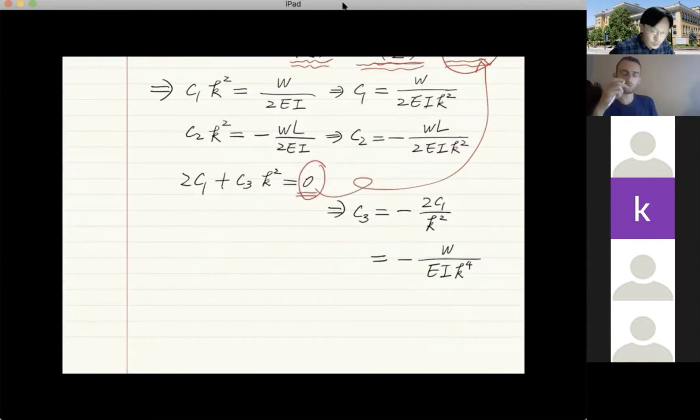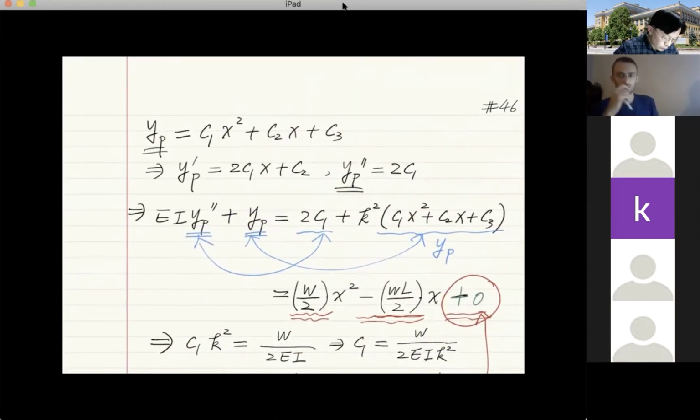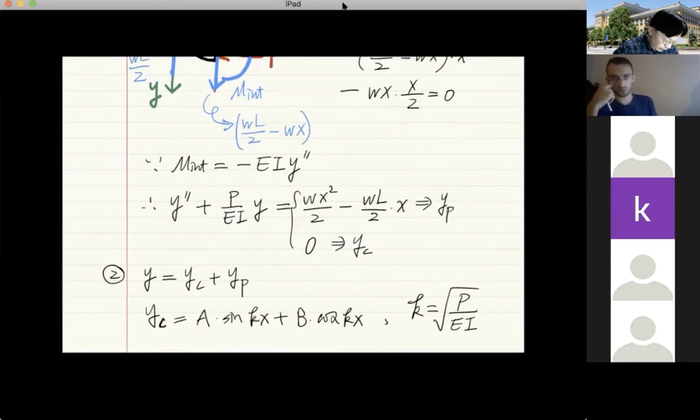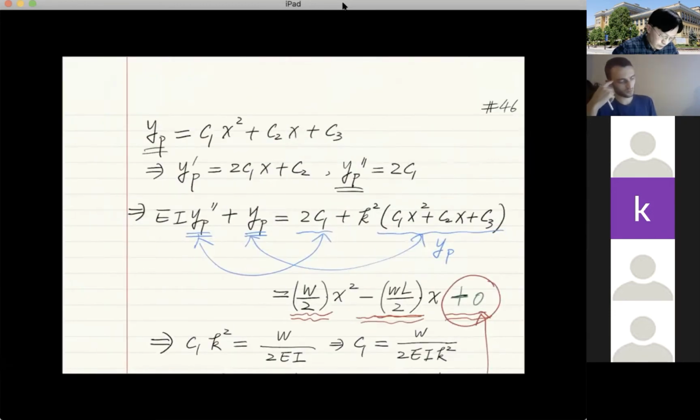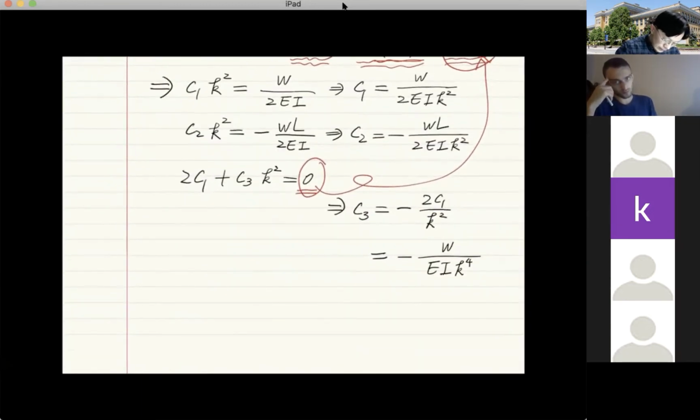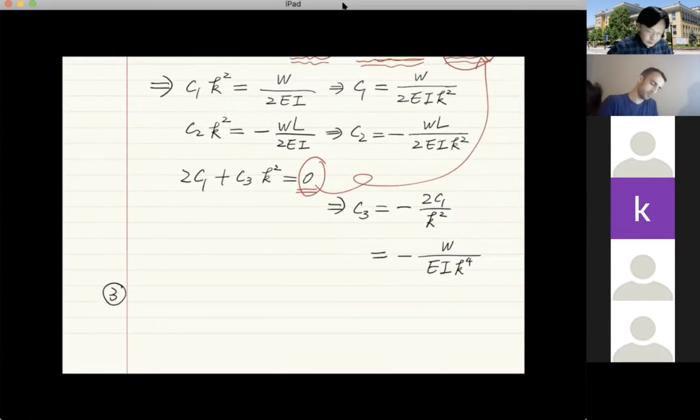Okay. So from here, we found the coefficients for the particular solution. Now let's come back to the complementary solution. How do we find the coefficients for A and B, which is the one that we have here too, right? Now we can look at step 3. How do we do that? We use boundary conditions. For the boundary conditions, what do we know?